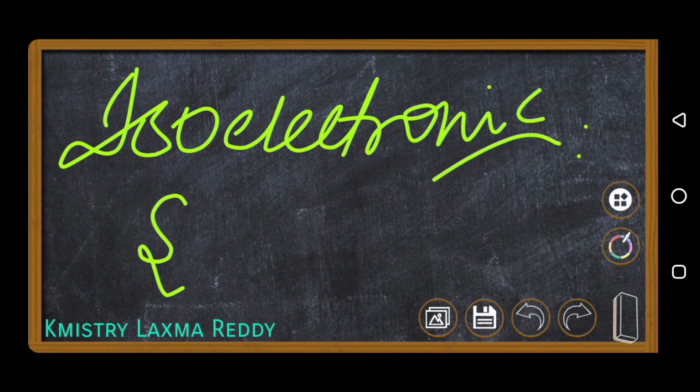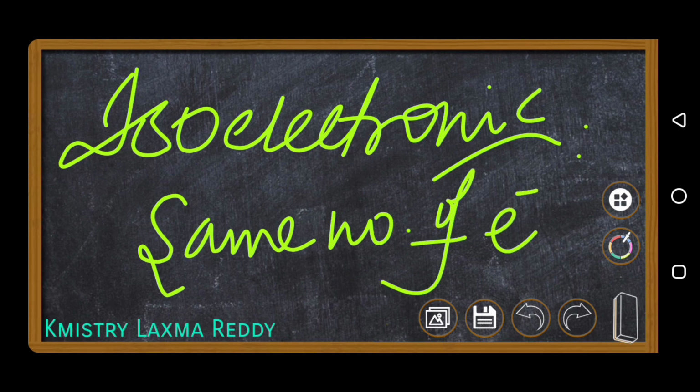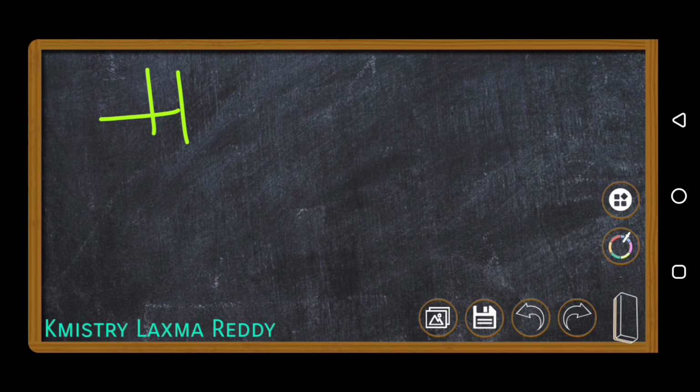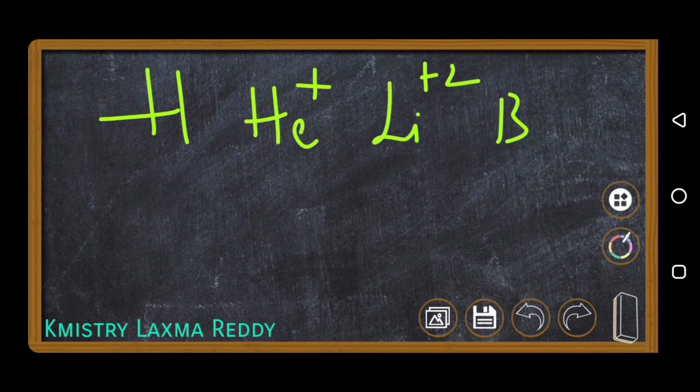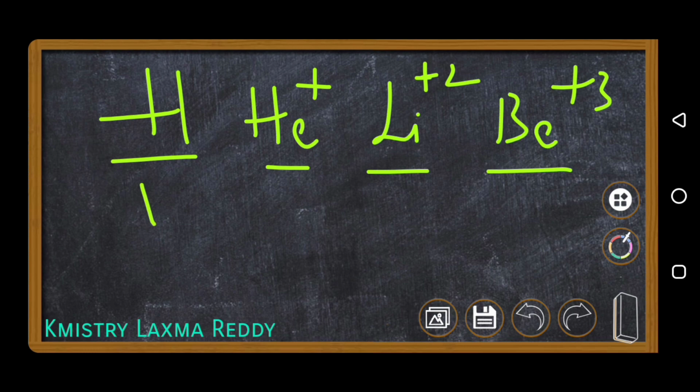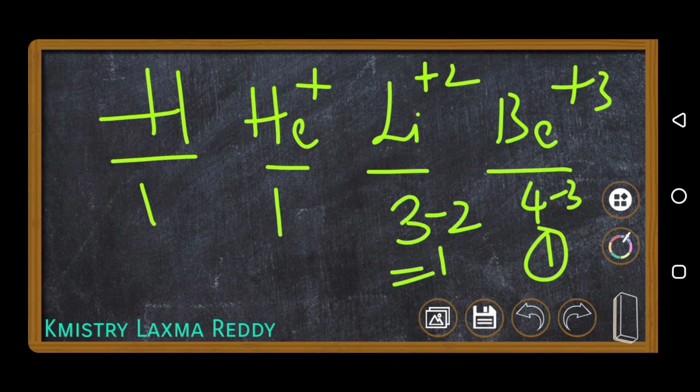One more term, not exactly related here, but as we are discussing the iso terms, we'll go with this also. Isoelectronic. If the same number of electrons are present, they are called isoelectronic. The most useful example for you: hydrogen, helium plus, lithium 2 plus, beryllium 3 plus. Helium is actually 2 but 1 gone. Lithium is actually 3 but 2 gone. Beryllium atomic number is 4 but 3 gone. So all of them are having 1 electron.